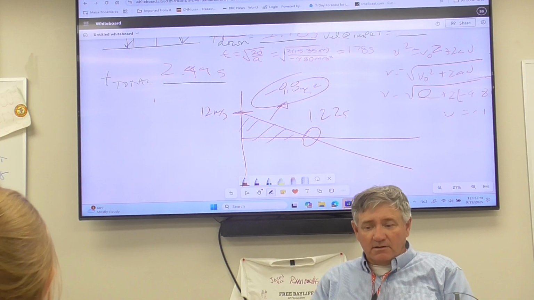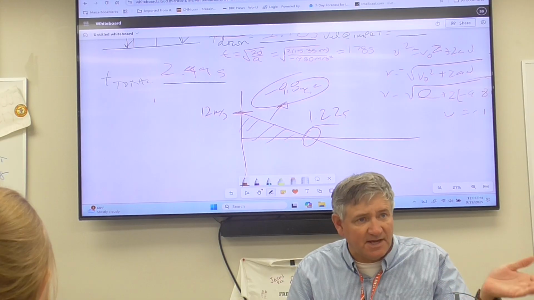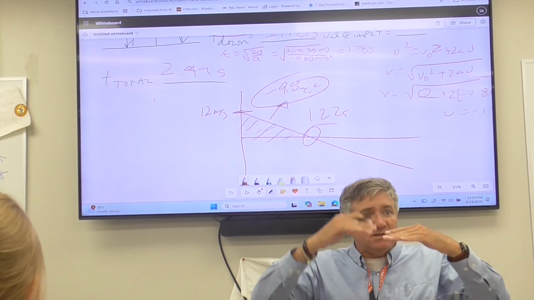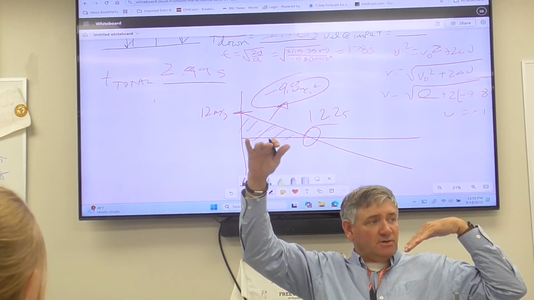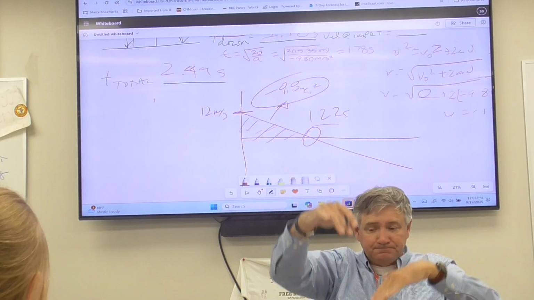Area. Find that area, okay? Now that you know the time, take 1.22 times 12, take half of that. But here's what you have to be careful of. That's just the distance up. That's not going to include the 8 meters because you're on top of the building, okay?